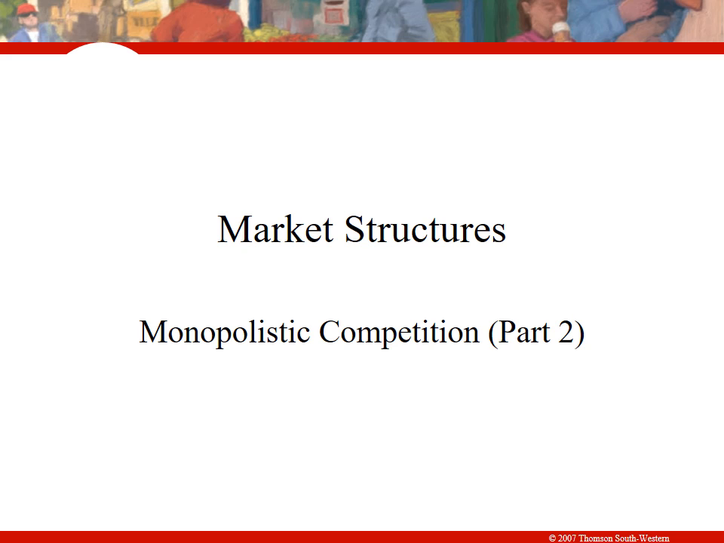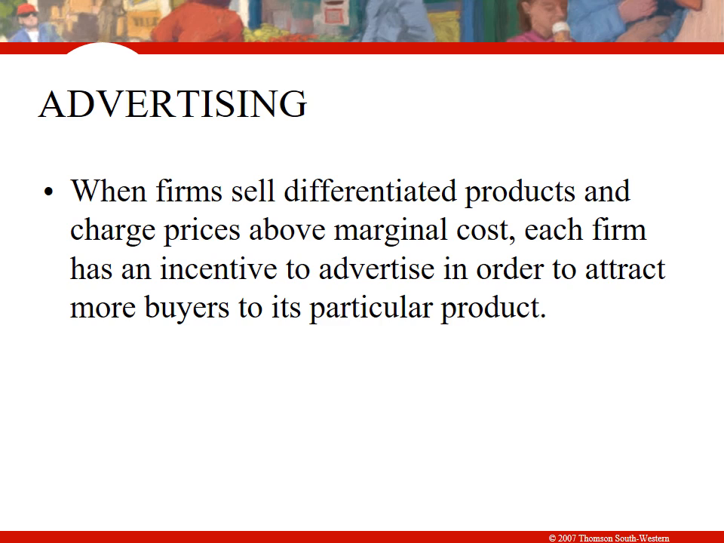In part 2, we're going to talk about how these firms interact with one another. How do they try to entice people to buy their product as opposed to other ones? Well, the answer is going to be advertising. When firms sell differentiated products and charge prices above marginal costs, which is what we just saw is the reality in monopolistically competitive markets, each firm has an incentive to advertise in order to attract more buyers into its particular product.